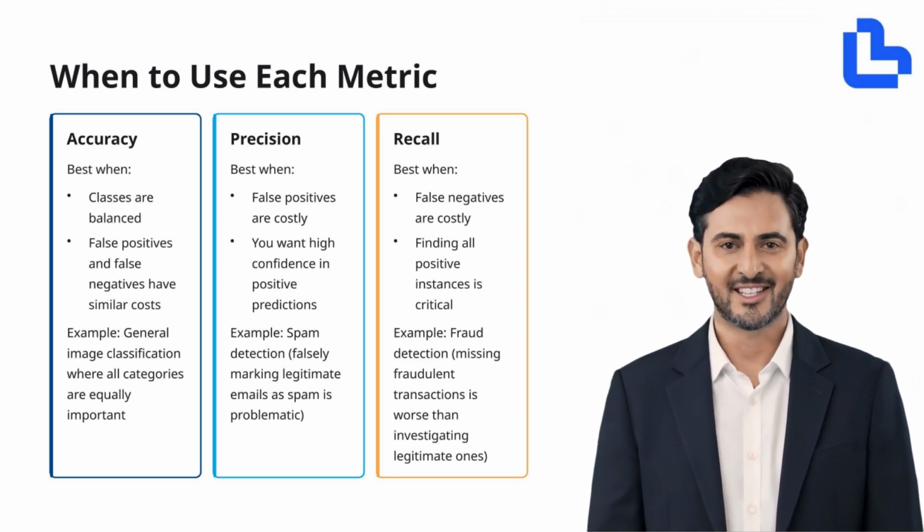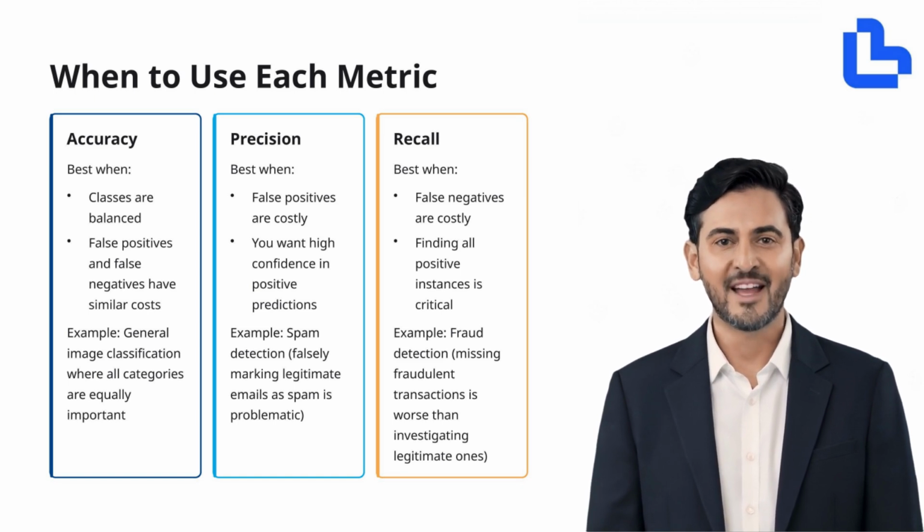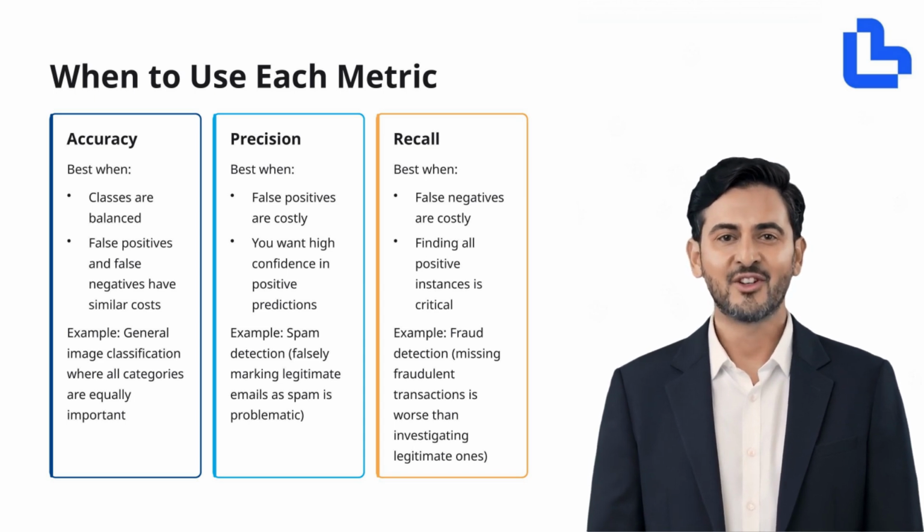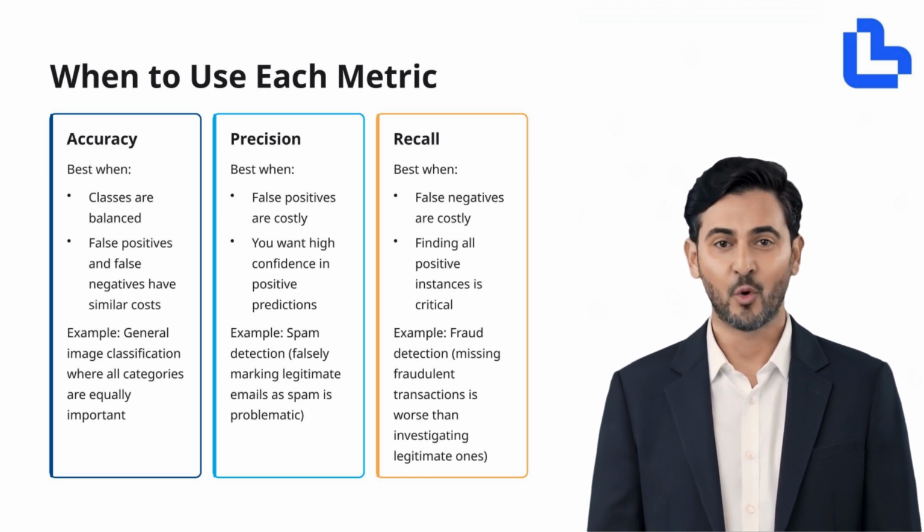Let's start with accuracy. Accuracy is a great metric when your classes are balanced and the cost of false positives and false negatives is roughly the same. For example, in a general image classification task where all categories are equally important, accuracy gives you a good overall sense of how well your model is performing.